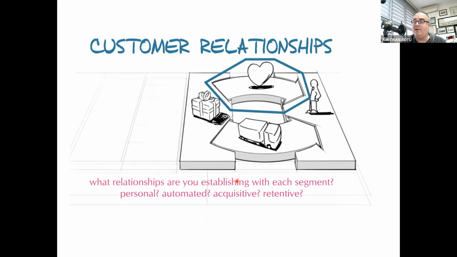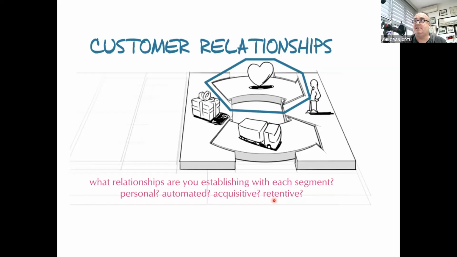Where are you going to find your customers? How are you going to get them to come evaluate and then purchase your product? So what type of an acquisitive relationship are you going to have? And maybe most importantly, once you have your customers, how are you going to retain them? How are you going to keep them so that you can continue to make money from your customers?